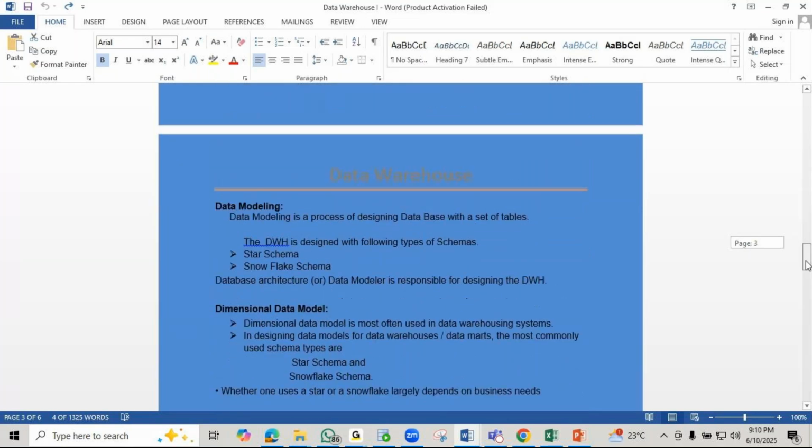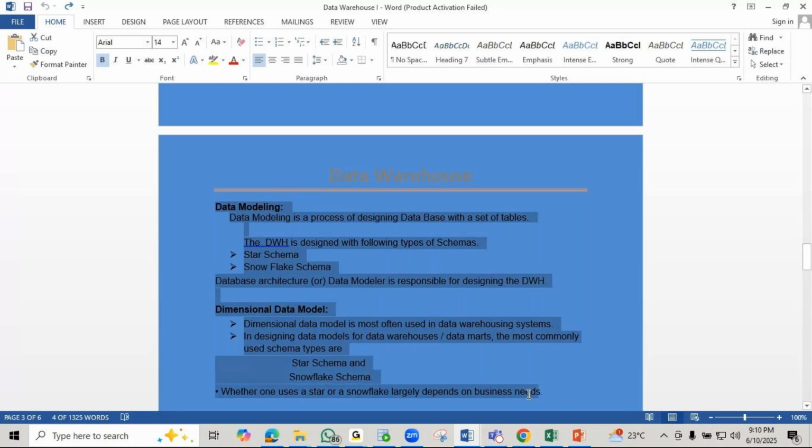Data modeling. Okay, data modeling. So guys, what is data modeling? Data modeling is the process of designing a database with a set of tables. Technically, the data warehouse is designed with two types of schema: star schema and snowflake schema.